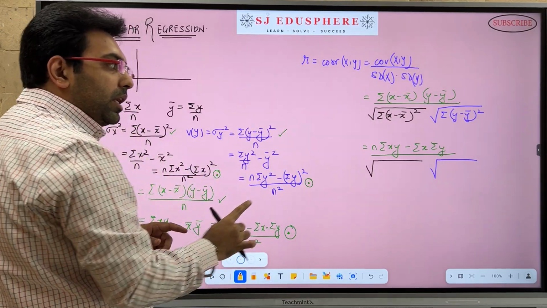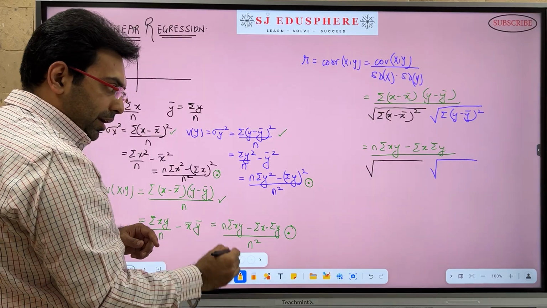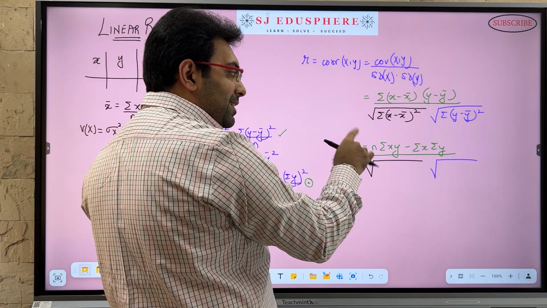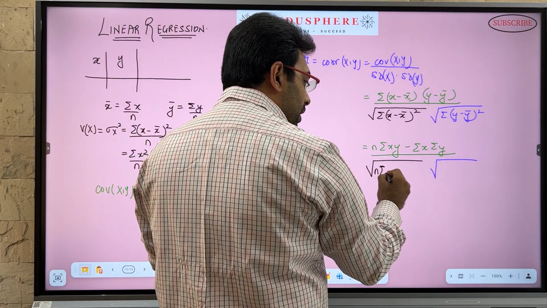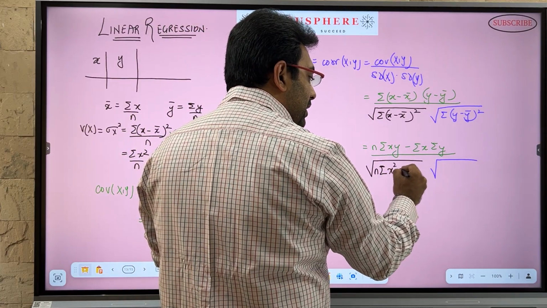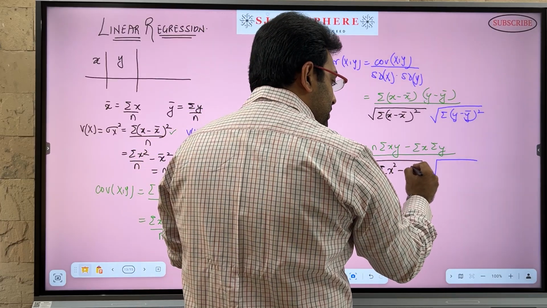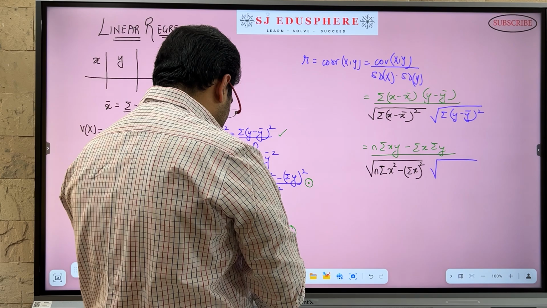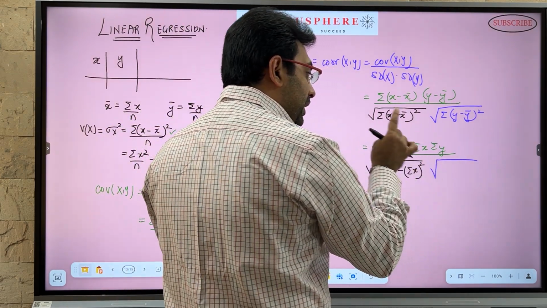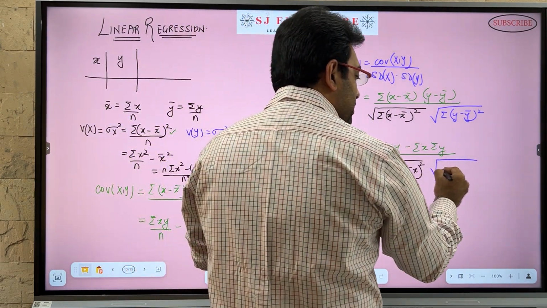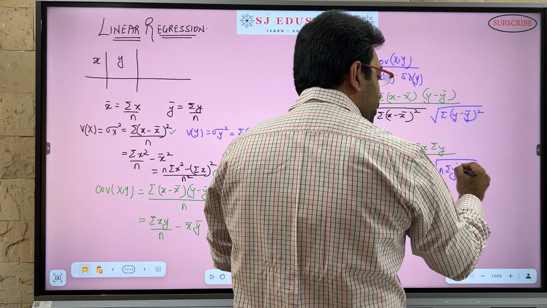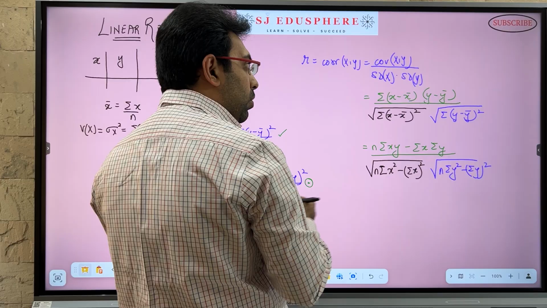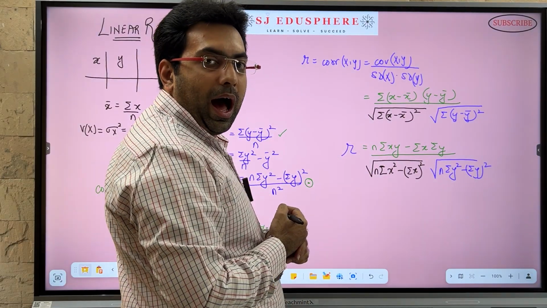So, if I only know my covariance numerator, I am going to read again all the y's as x. So, n summation x into x is x square minus summation x into summation x, the whole square. Similarly, now read all the x's as y's. N summation y square minus summation y into y, the whole square. This gives you your r.